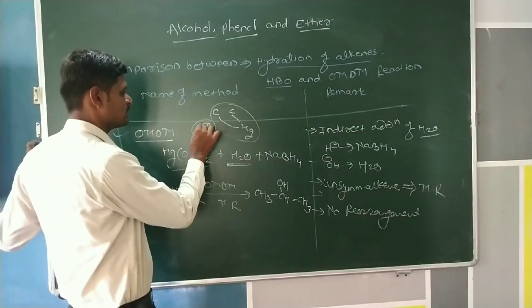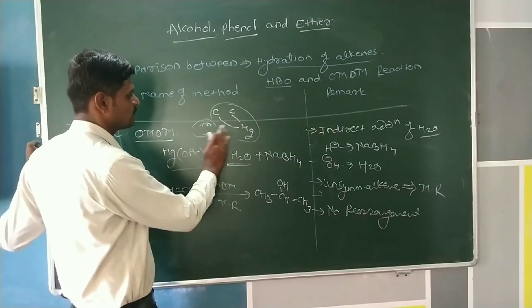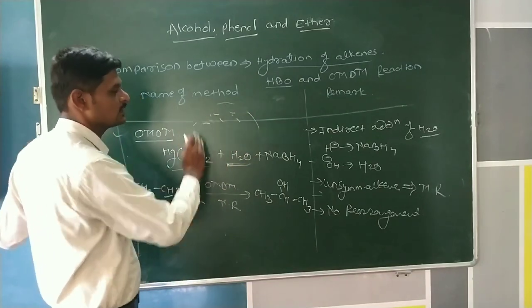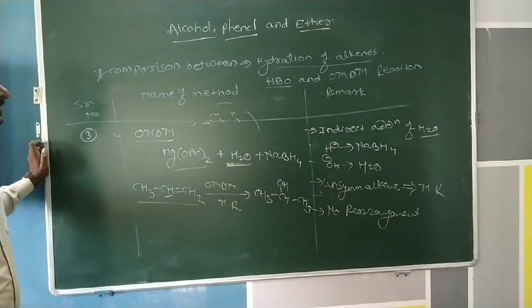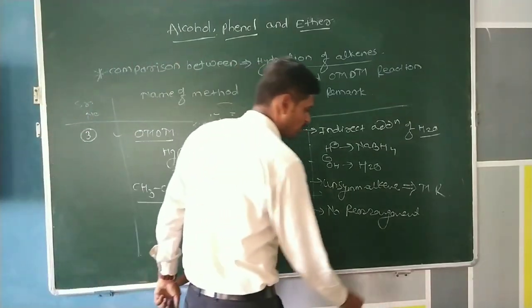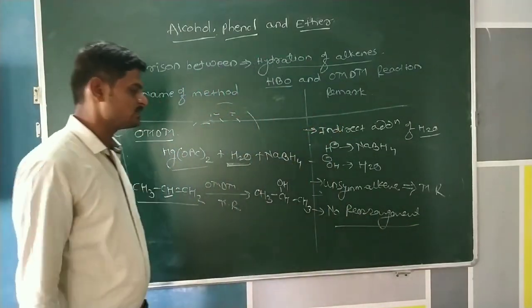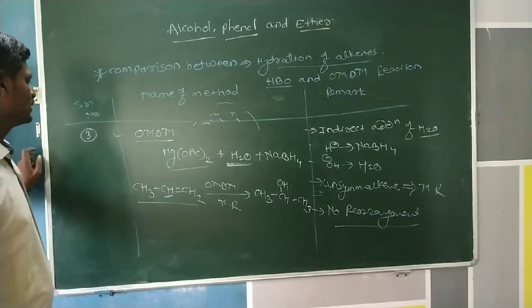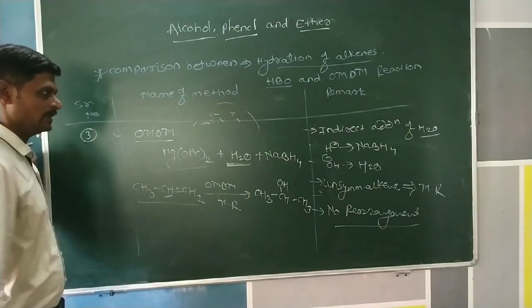Therefore, this positive charge is not a stable positive charge. Therefore, in this reaction the positive charge is not considered on the carbon atom. That means the carbocation does not form. Therefore, no rearrangement reaction is shown in the OMDM reaction.